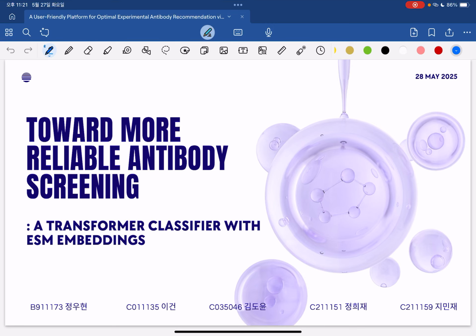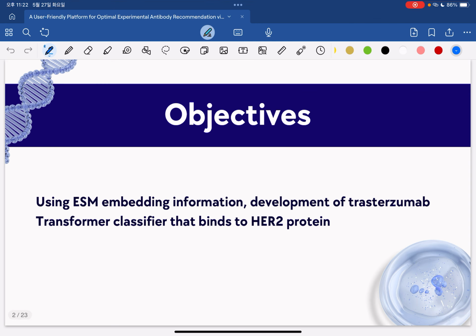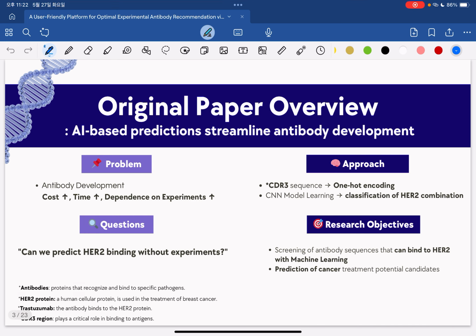Hello, my name is Woo Hyun-jung, and I will introduce how we implemented a transformer classifier to identify Trastuzumab-binding antibodies for the HER2 protein with ESM embedding. Our goal is to develop a transformer-based classifier that can identify Trastuzumab antibody candidates binding to the HER2 protein using ESM embedding. The previous paper aimed to overcome the high cost and time inefficiency.